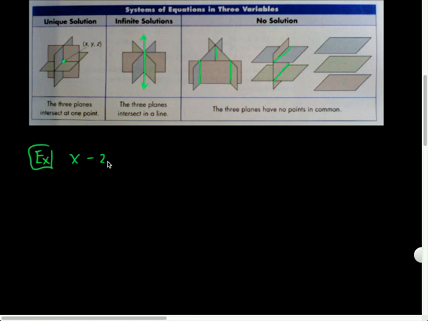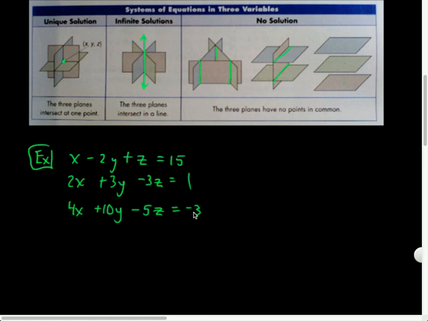So I have x minus 2y plus z equals 15 as my first equation. I'll put a little slash through the z to make it look different than my 2y. Then the next equation, 2x plus 3y minus 3z equals 1. And then I'll have 4x plus 10y minus 5z equals negative 3.